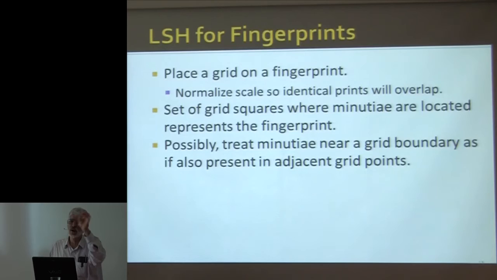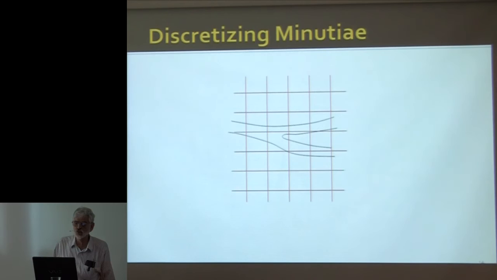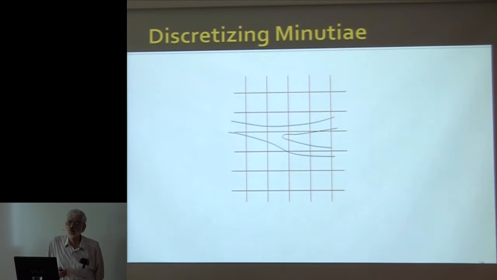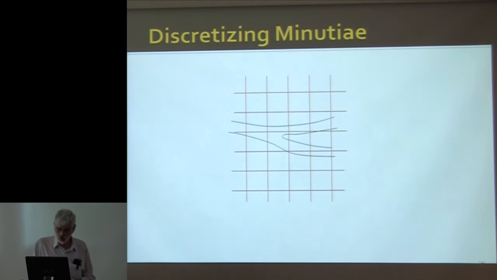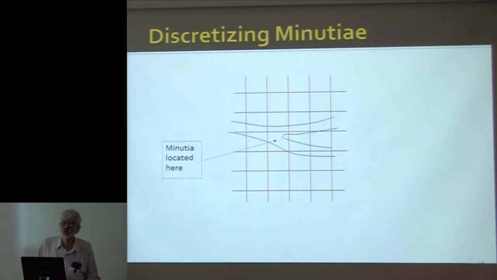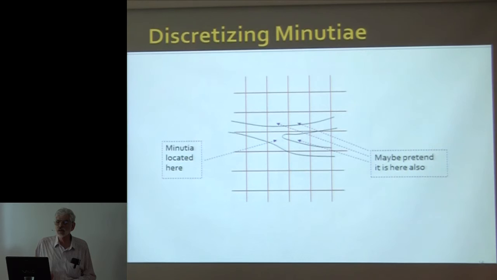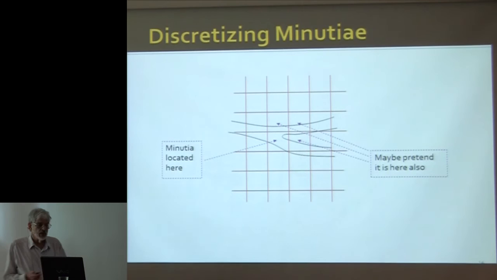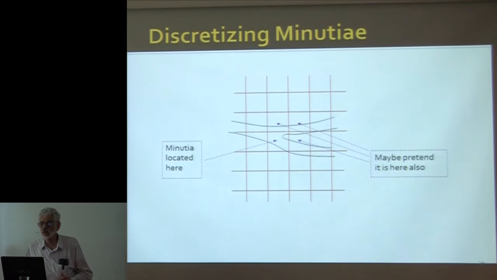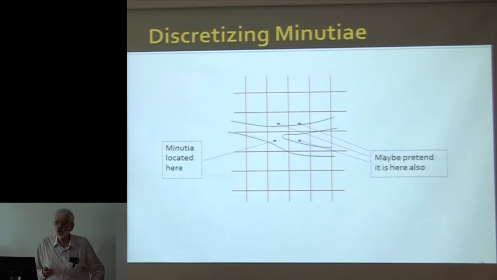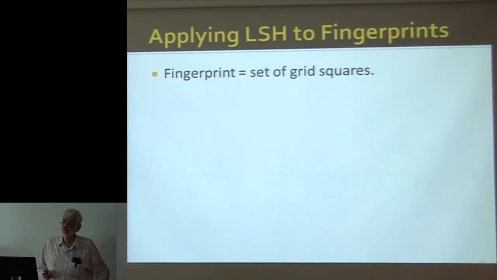So this is sort of a point. This is a ridge, ridges that come together or split depending on which way you're going. The minutia is in that grid square. But since it's near the corner, you might even want to say it's also in those grid squares. But at any rate, you take the whole fingerprint. Some set of the grid squares will be declared to have minutiae; others not. Okay. So a fingerprint then is a set of grid squares.